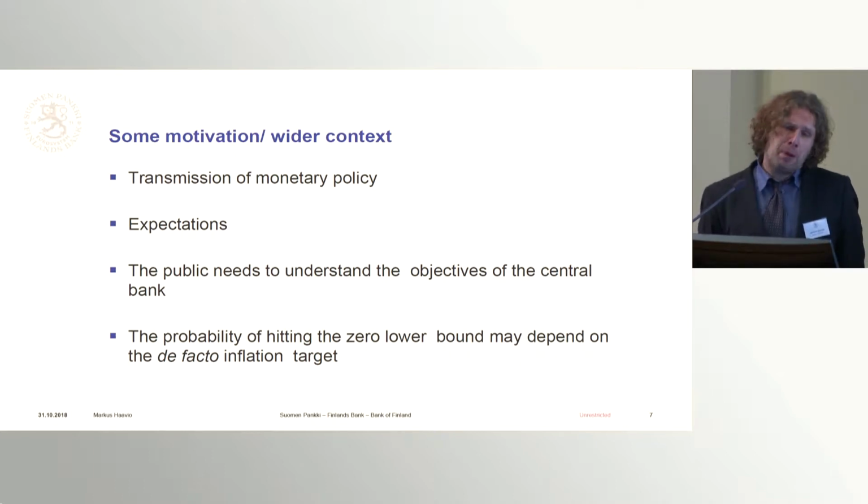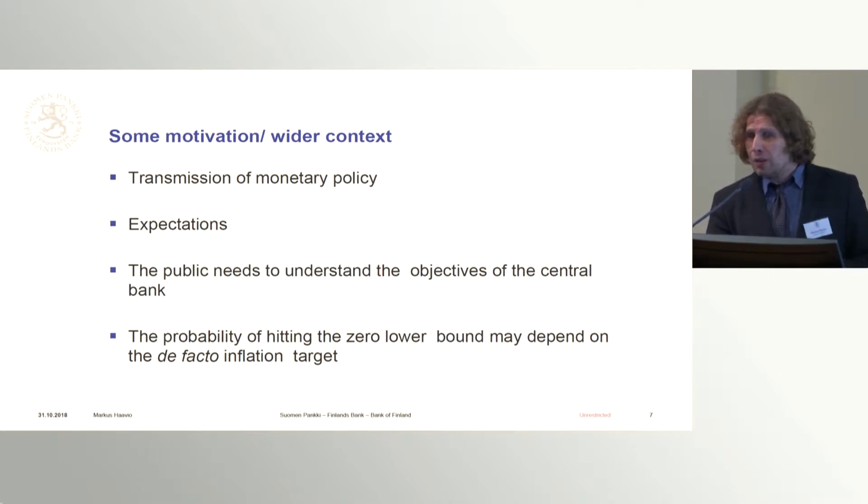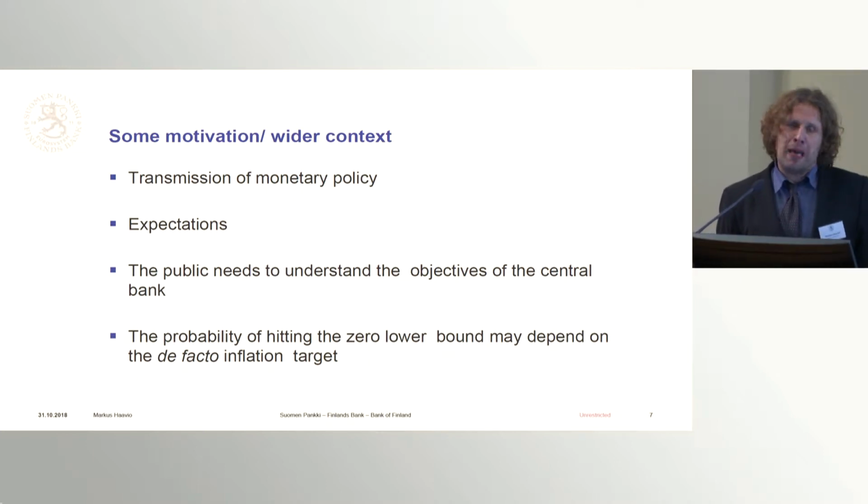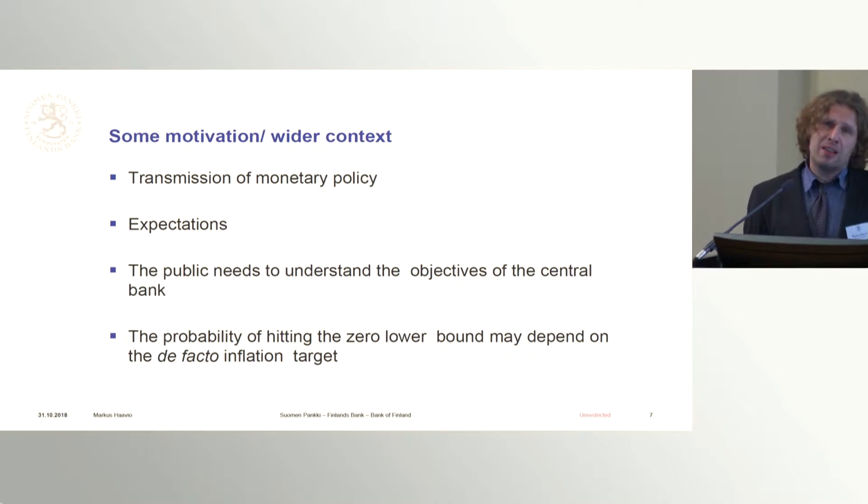It may also hamper the transmission of monetary policy. A large part of monetary policy nowadays is related to communication and affecting people's expectations. But if the public really doesn't understand the basic principles of monetary policy, for example the objective, this transmission could be more difficult. A third question is that if we find that the de facto inflation target is considerably lower than 2%, that may leave us less room to cushion negative shocks if a recession comes. And then, for example, the possibility of hitting the zero lower bound may be higher.